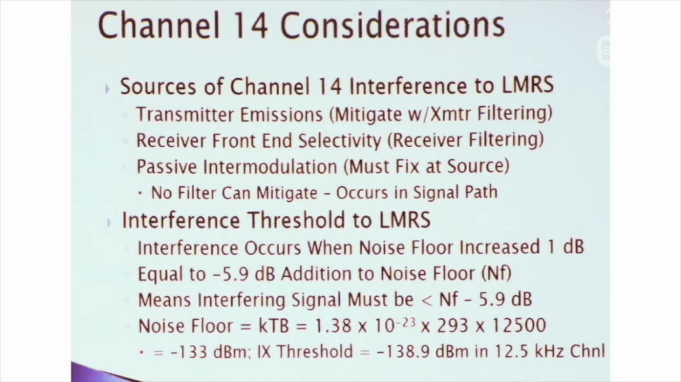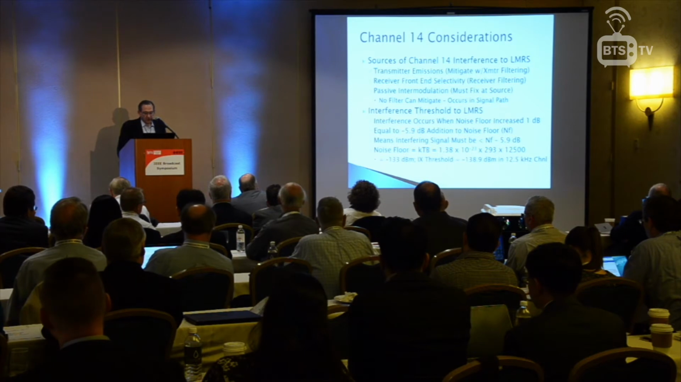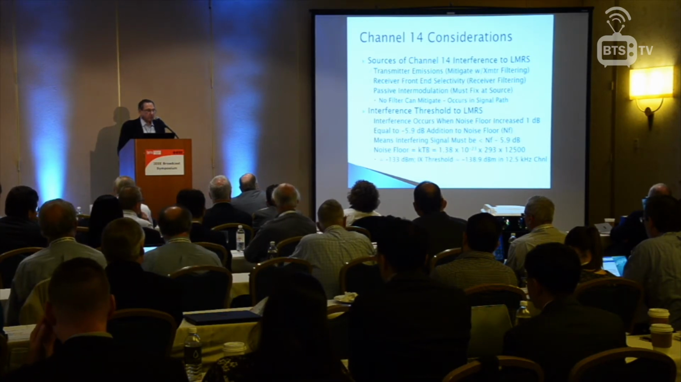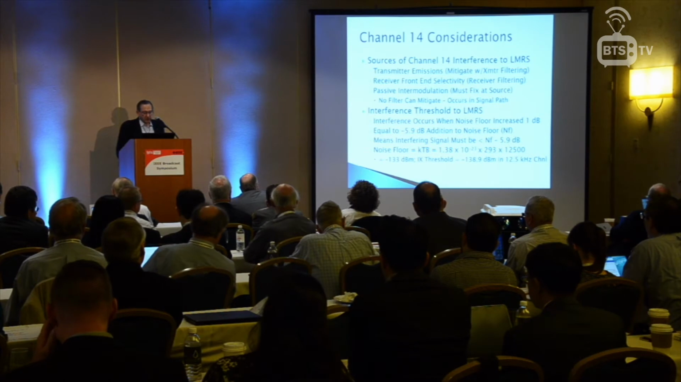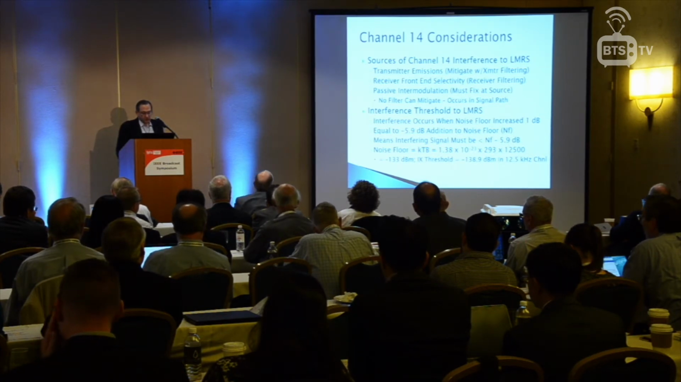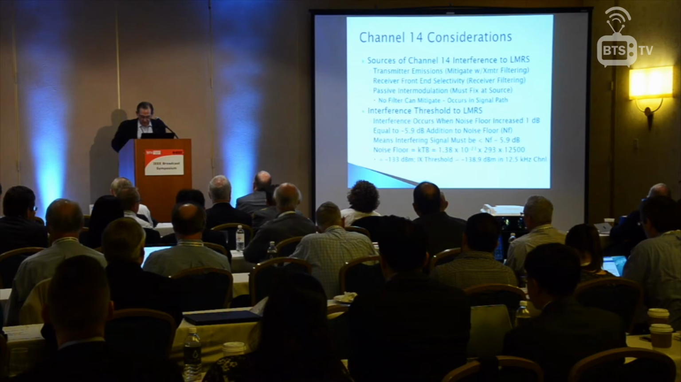That's our target. And if we look at the noise floor of a 12.5 kilohertz channel, which would be a typical land mobile kind of bandwidth, the old formula for noise, the noise floor of a channel is KTB: Boltzmann's constant, times the temperature in Kelvin, times the bandwidth in hertz. And that comes out to be minus 133 dBm, making the interference threshold minus 138 dBm in a 12.5 kilohertz channel.